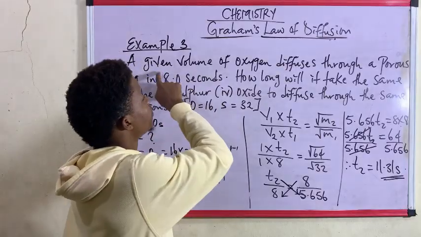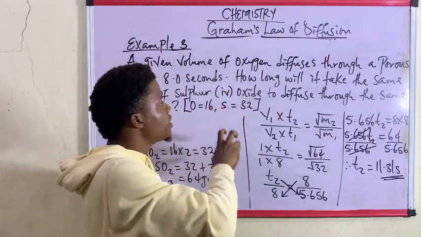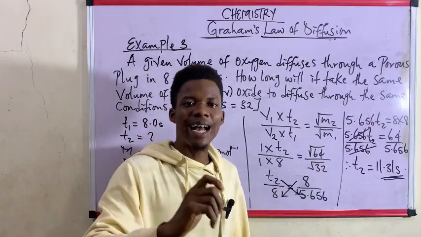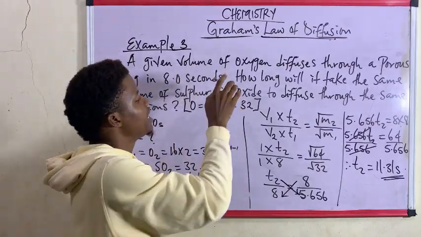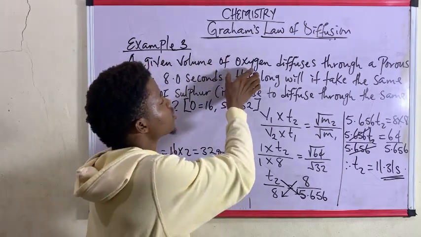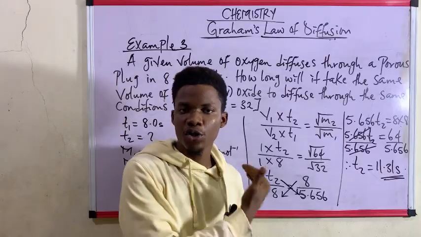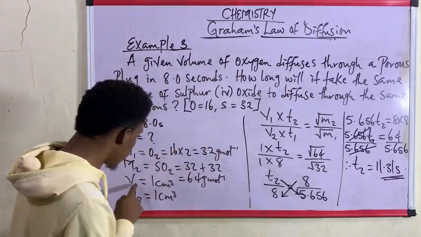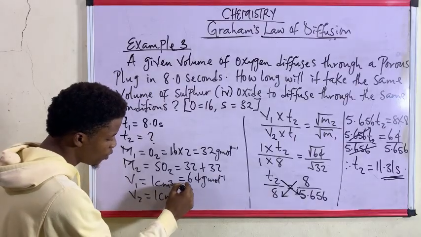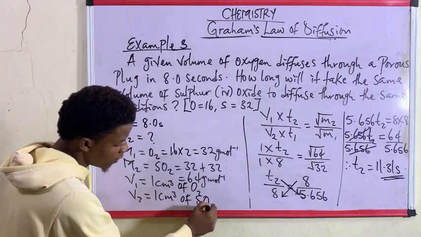Simply because you were not given the exact value of the volume. But you were told that the volume of oxygen is the same for what? Sulfur. So any number you want to use for oxygen, make sure you use that same number for the sulfur. So that's why I use 1 centimeter cube of oxygen, which is our V1. Then I also use 1 centimeter cube of SO2, which is our V2.